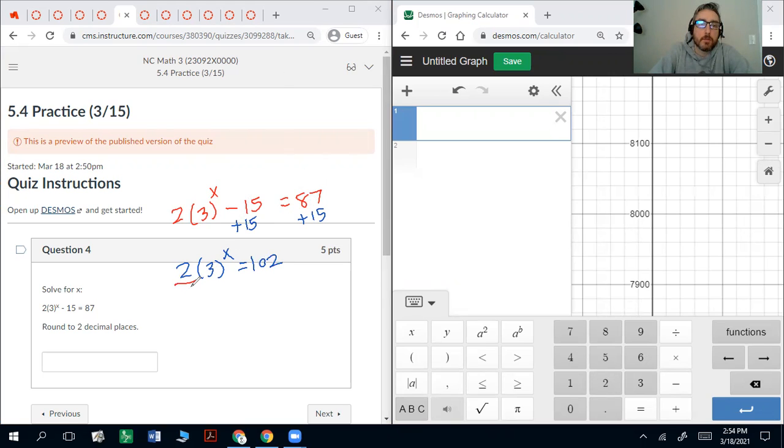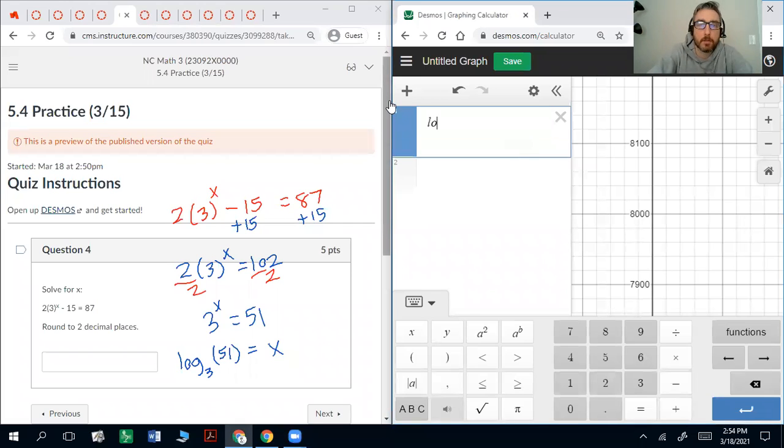Next, we're going to divide by 2, and that's going to give you 51. Check all these in your calculator if you need to. And finally, you can solve that in a log. So you say log base 3 of 51, and that's equal to your exponent, your variable. So let's put that in the calculator. 3.5789. It says around 2 decimal places, so approximately 3.58.